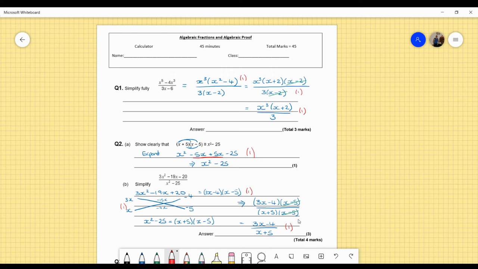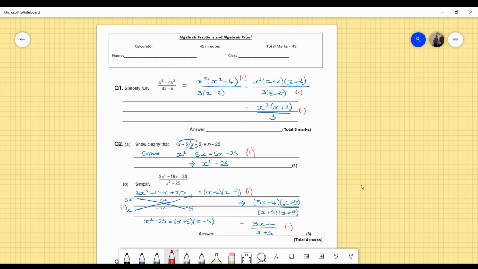If we then have a look at question 2, so for part A you needed to show clearly that x plus 5 in one bracket multiplied by x minus 5 in the other bracket is equivalent to x squared minus 25. So remember, that's your identity symbol there, the triple equals. It just means it will work for any value of x at that point. The only way to show that is to actually expand your brackets. So to get the mark, you needed to have x squared minus 5x plus 5x minus 25, which we know then simplifies to x squared minus 25.